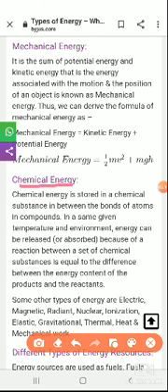Chemical energy is stored in a chemical substance in between the bonds of atoms in compounds.